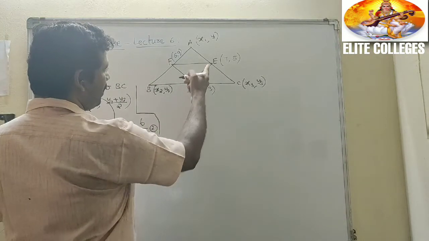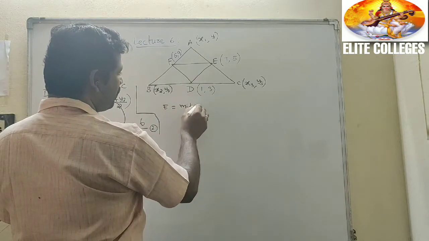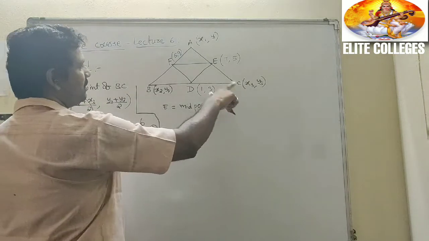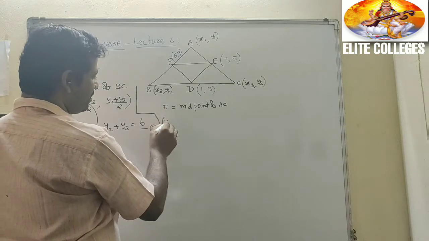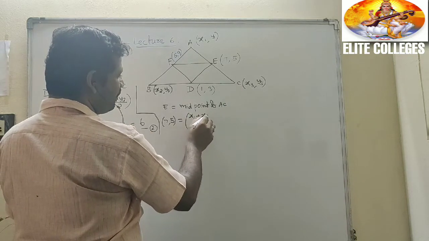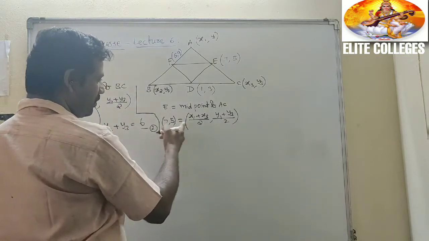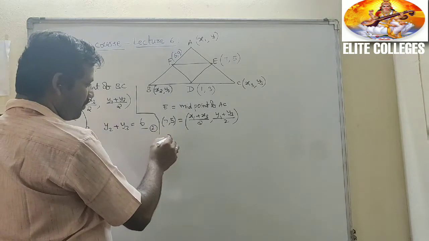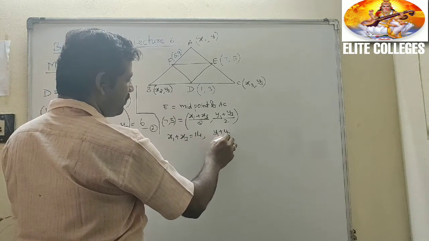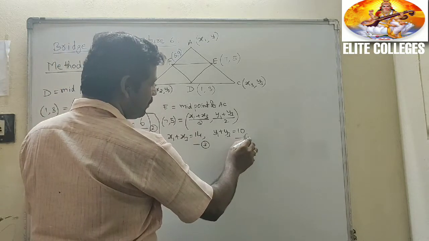After this, now take E. What is E equal to? E is the midpoint of AC. E is the point (7, 5). What is the midpoint of AC? ((x1 plus x3) by 2, (y1 plus y3) by 2). Now compare this one. 2 into 7, 14. x1 plus x3 equal to 14. y1 plus y3 equal to 10. This is the third equation. This is the fourth equation.